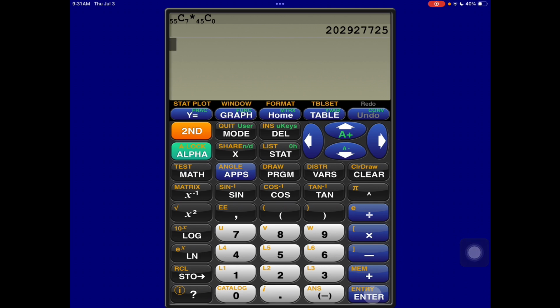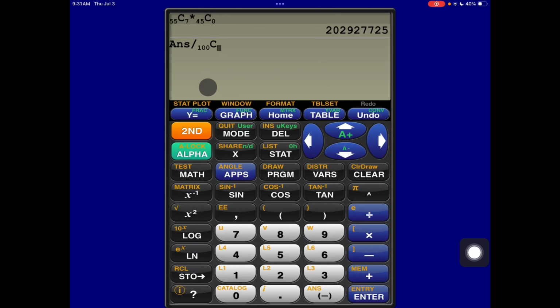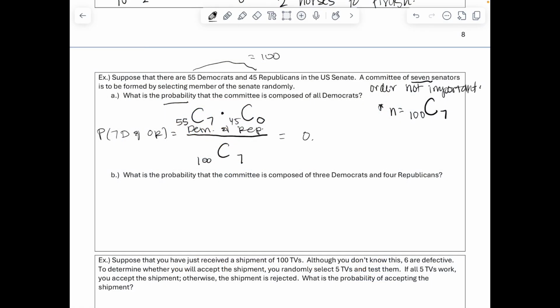Then I'm going to hit the division symbol to divide by my denominator, which is 100, math, PRB, nCr again to select combinations, second digit is a 7, and select enter. Make sure to round this correct to 4 decimal places. From the graphing calculator, rounding to 4 decimal places, we get 0.0127.